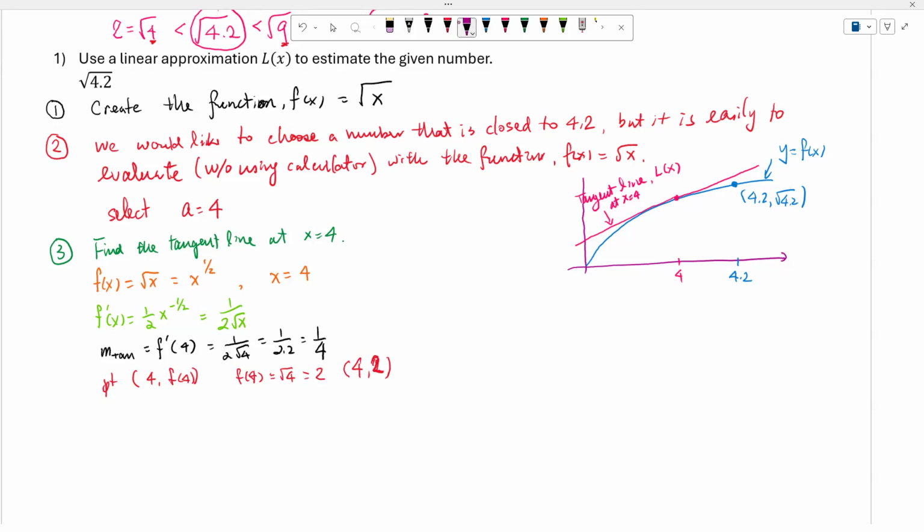And now I'm using the point-slope form, so I have y minus 2 equal to 1/4 times x minus 4.